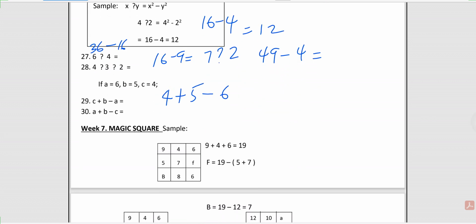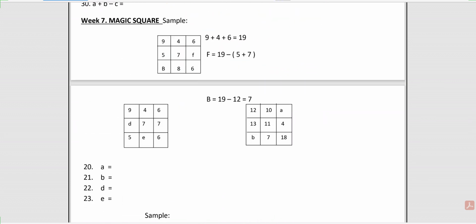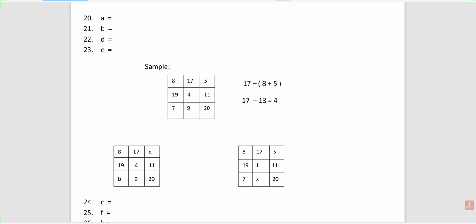Now quickly on to the magic square. The magic square, it's well explained. I know magic square. You first get the magic number, like it's done here. Then the magic number minus the two numbers that you have. So 19 minus 5 plus 7 to get F. That's what you do. Then for the other ones, I believe we can sort it out. So for the other ones, in the magic square, it is well explained.